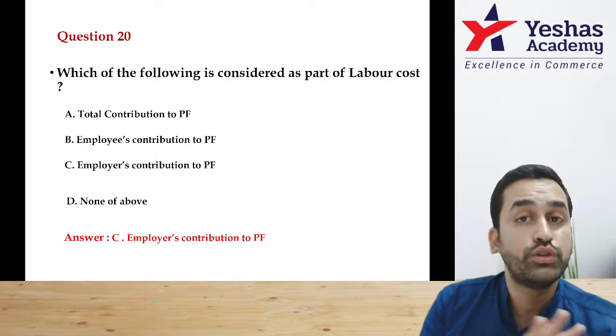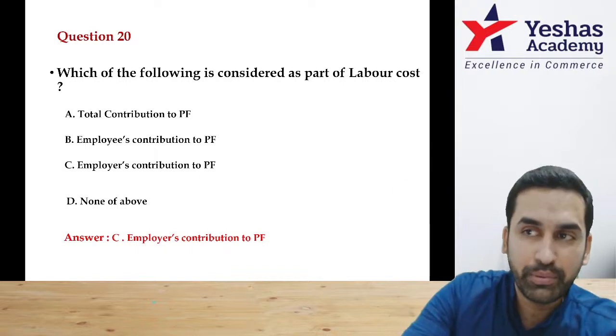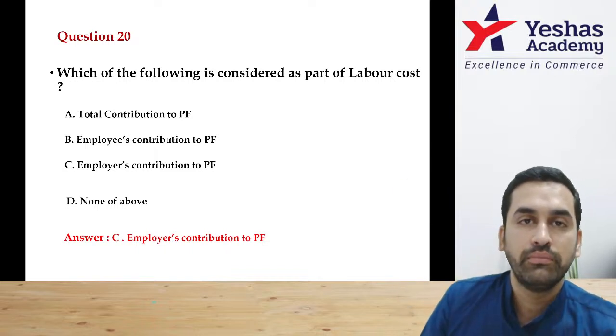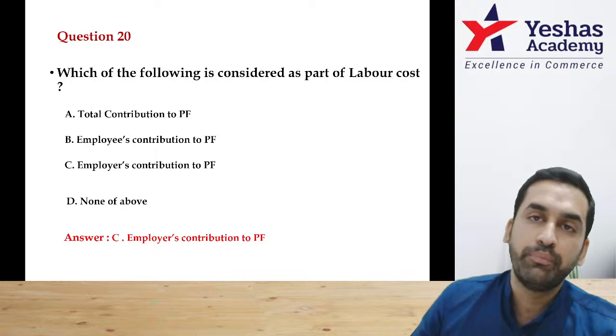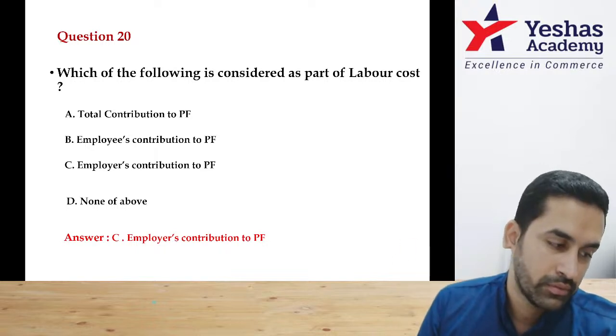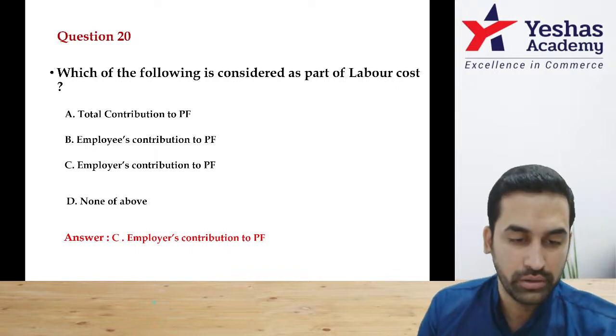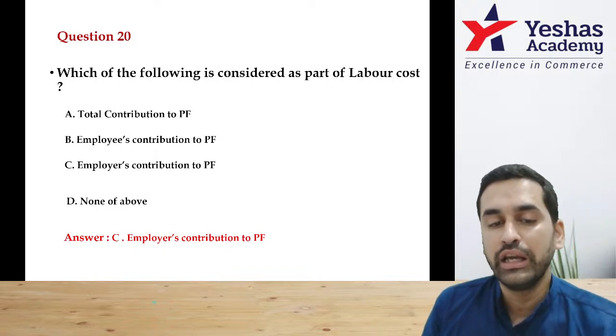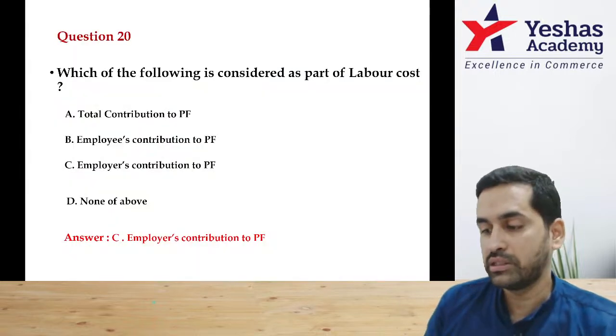Employee contribution is not a cost, it is employee's money. You are deducting from his payout and putting that money in the PF account. How can that become company's cost? Total contribution is anyway wrong. Therefore, employer's contribution is the correct answer. With this, we are done with labor chapter.